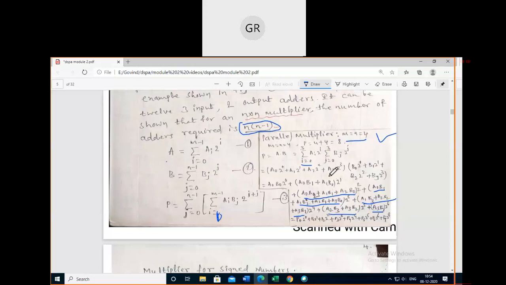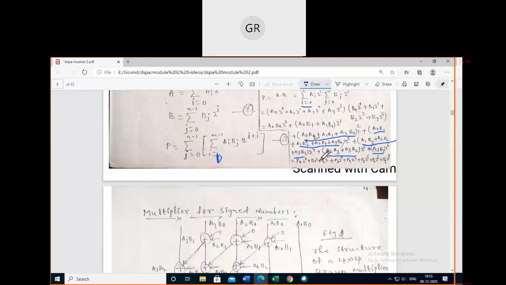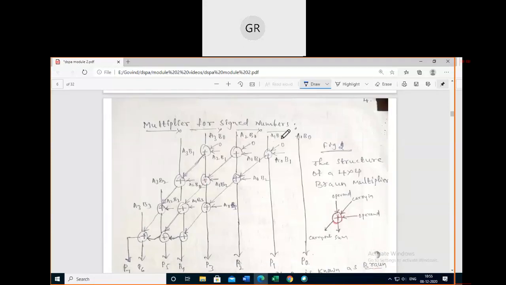Please go through this. If you simplify this one, you will get this one. Here P0, what is there? a0 b0, a direct line, there is no addition. Then a0 b1 and a1 b0. Here you can write a0 b0, a1 b0, a2 b0, a3 b0. You can keep this in one row, keeping b0 the same, and just add a0 a1 a2 a3.